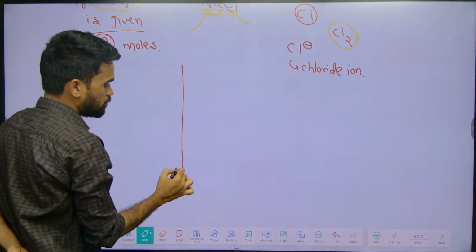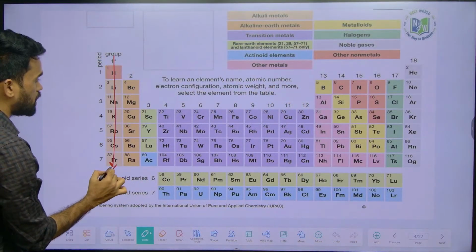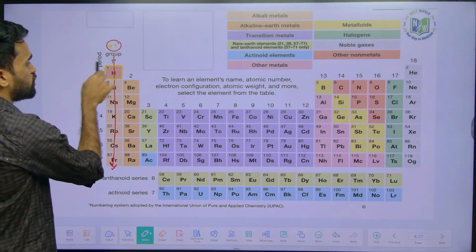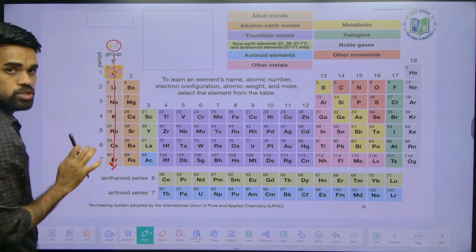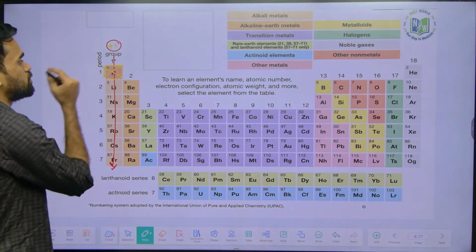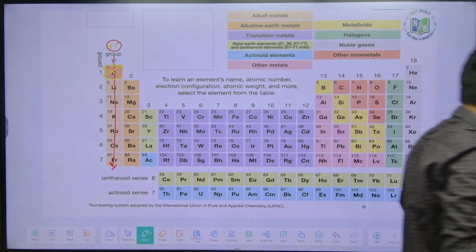Now look at this. All alkali metals in the periodic table will be with a plus 1 charge. Just remove hydrogen from here, we are not discussing hydrogen here. I am discussing mostly all other elements. Even hydrogen is plus 1 charge, but sometimes it will be minus 1 charge also.